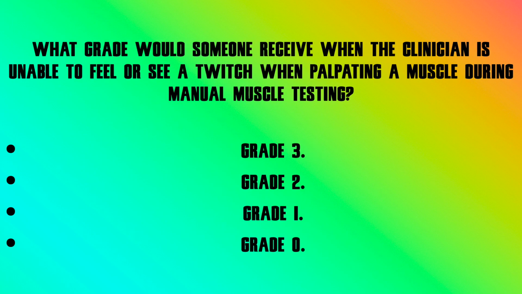What grade would someone receive when the clinician is unable to feel or see a twitch when palpating a muscle during manual muscle testing? The answer is grade 0.